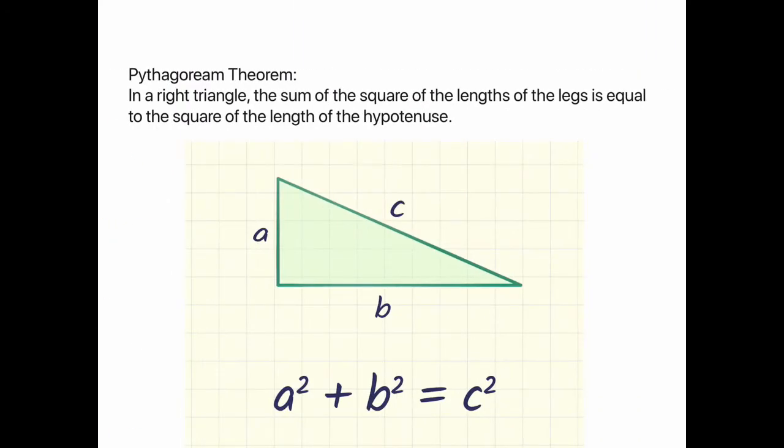So now to remind you about the Pythagorean theorem. In a right triangle, the sum of the squares of the lengths of the legs is always equal to the square of the length of the hypotenuse. A squared plus B squared will equal C squared in this scenario. Remember that you can always utilize this formula when you are trying to solve for the lengths of a right triangle. However, there are some special circumstances that we're going to cover today.